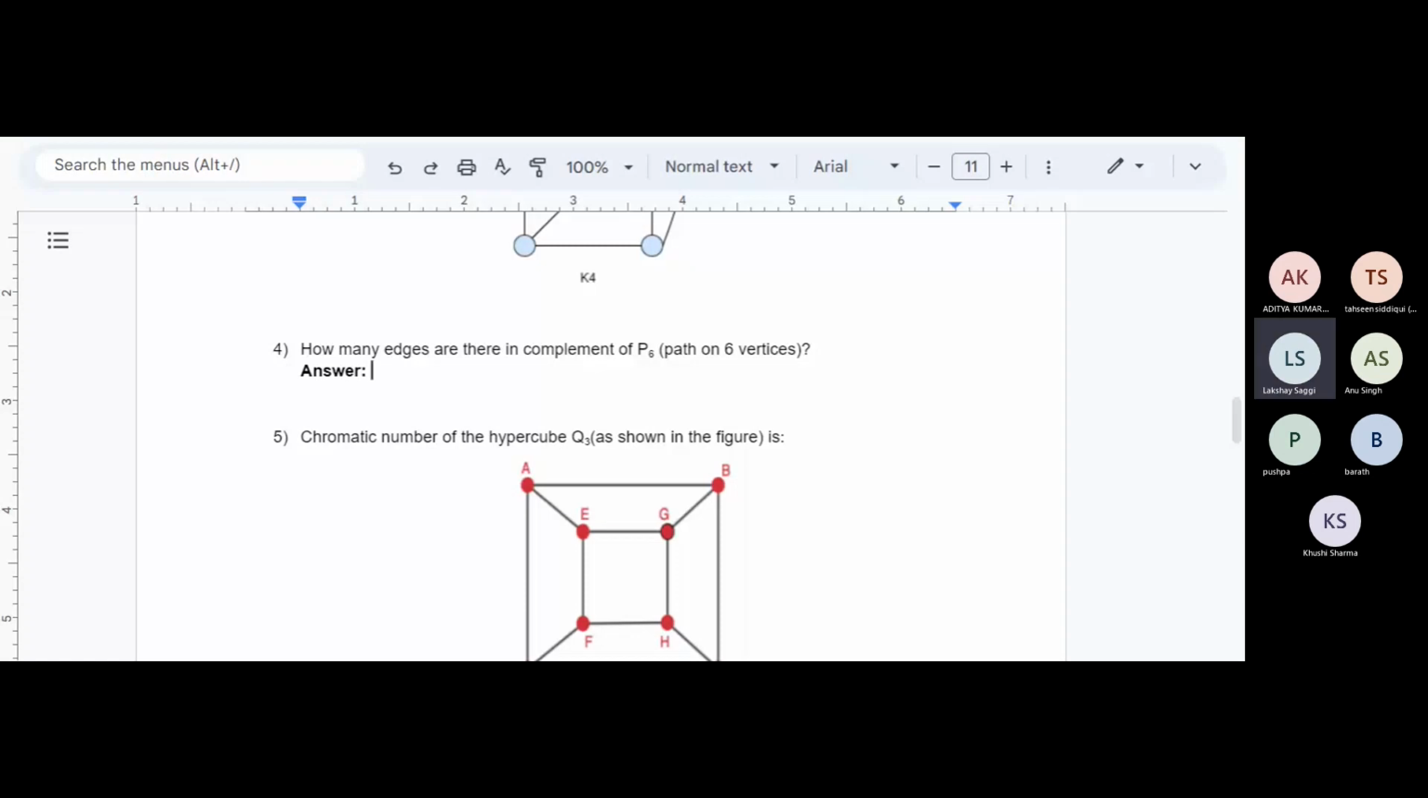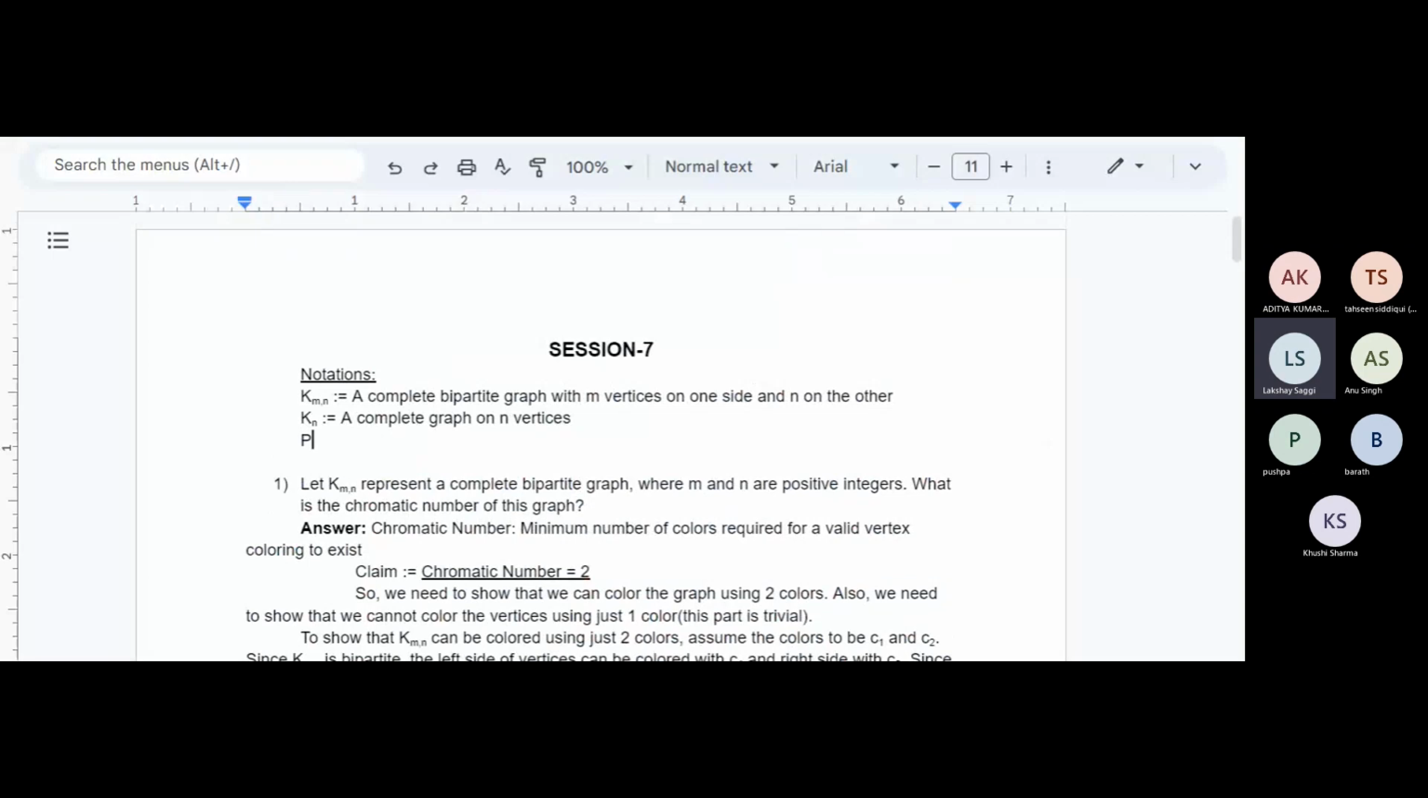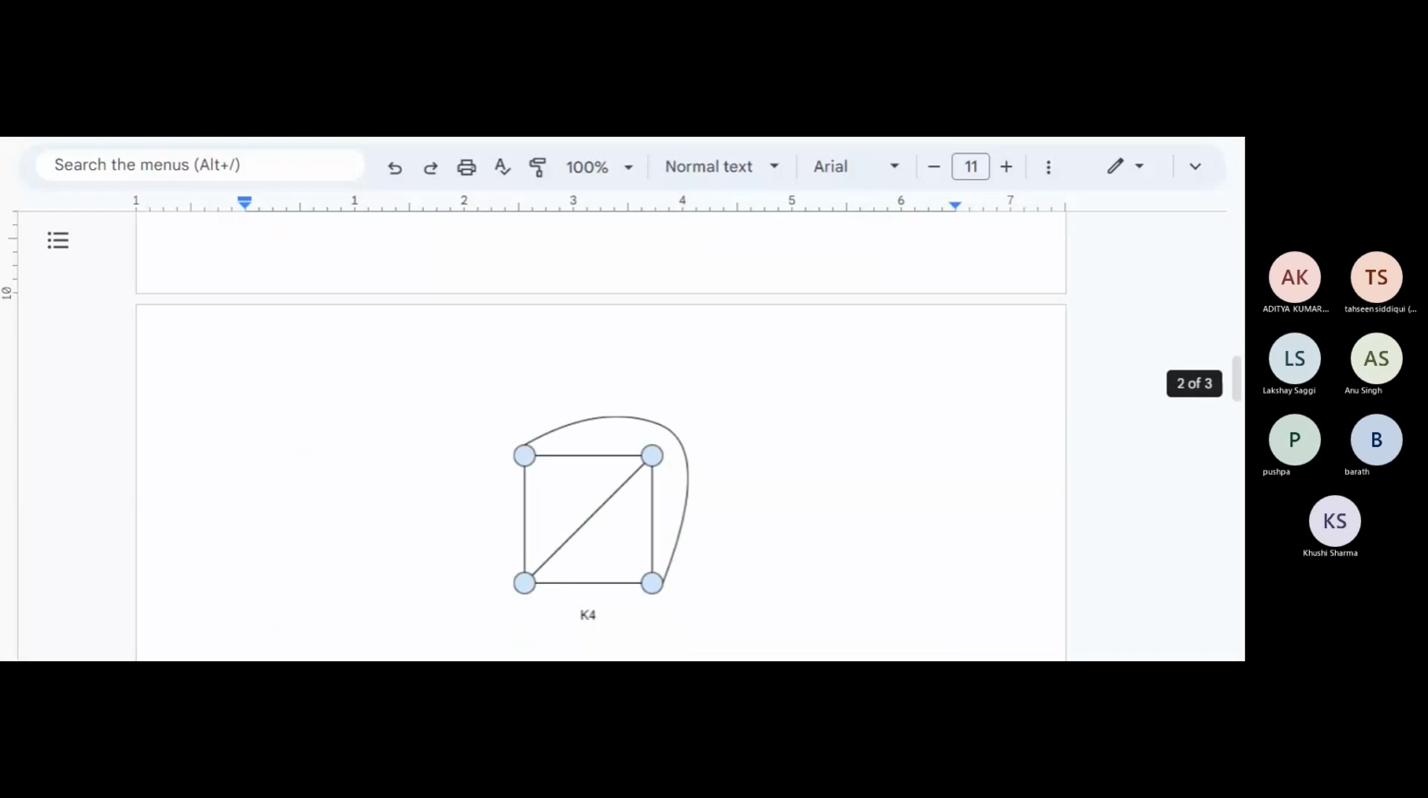So first of all, the question is how many edges are there in the complement of P6? What is this notation P6? P6 just denotes a graph which is a straightforward path on 6 vertices. So I'll add this to the notation also. What does Pn mean? Pn means path. Pn is a graph which is just a path of n vertices, so it has n vertices and only n minus one edges. It's sort of a linked list, you can assume. If you already know what a linked list is, Pn is just a linked list on n vertices. So it will have n minus one edges. That's the definition of Pn.